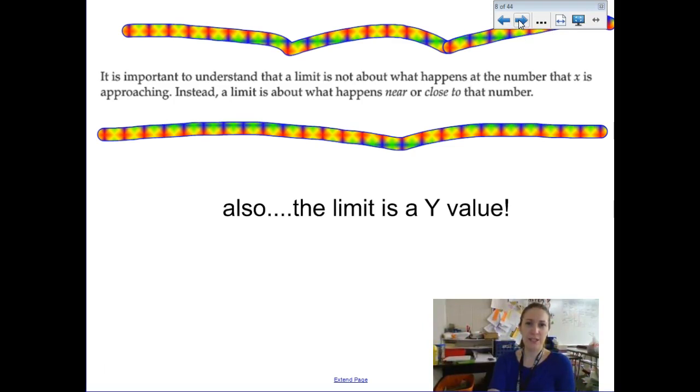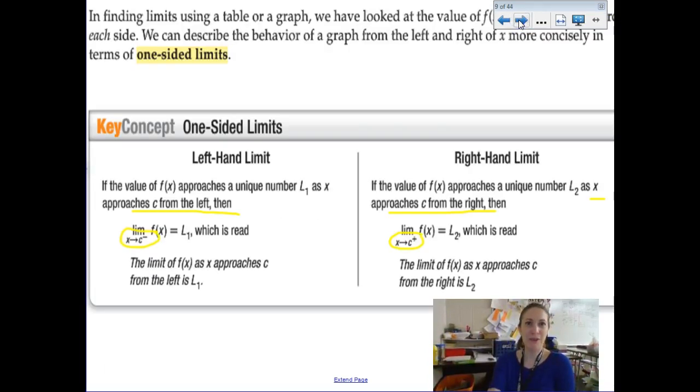All right, the limit is a y value, a very key feature. Sometimes kids get confused as to what they are supposed to write down for our answer. And you're going to tell me what value the function is approaching, which is inherently a y value. So here's our one-sided limit idea. One-sided limits refer to just approaching from the left or from the right of a value.